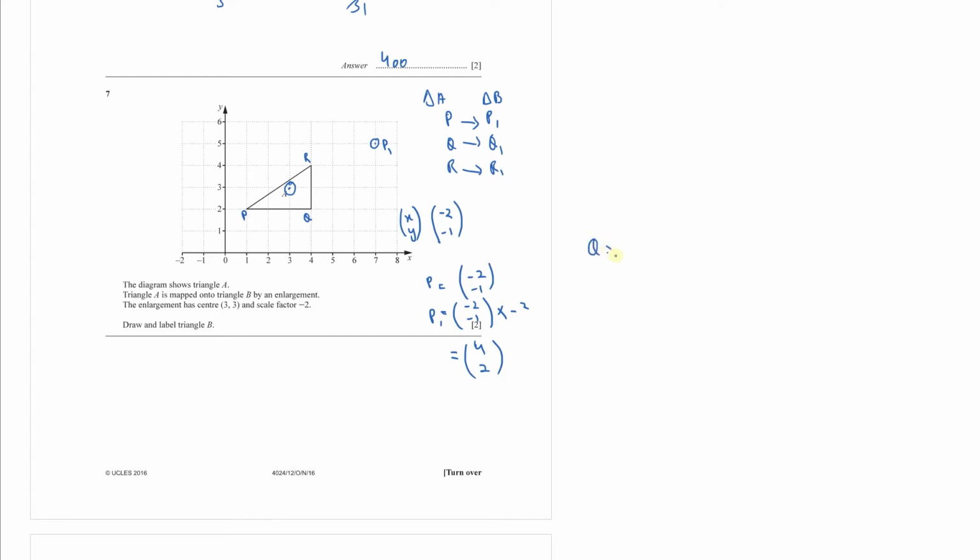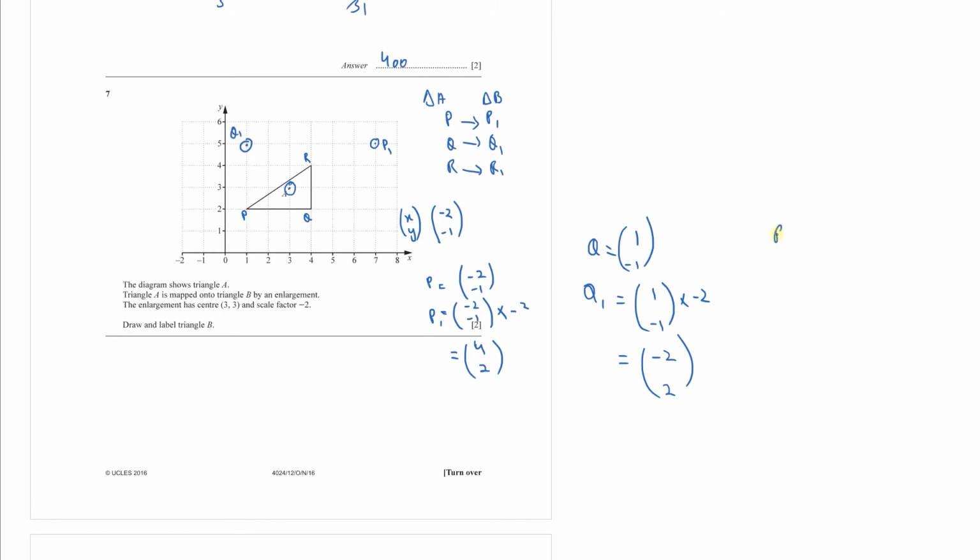So your Q is, you move in the x direction, +1 from the center of enlargement. So your Q is 1, and then -1 in the y direction, so -1. So your Q1, which is part of triangle B, would be (1, -1) multiplied by the scale factor, which is -2. So you get -2 and then +2. So -2 means you move 2 points to the left on the x-axis from your center of enlargement, and then 2 points in the positive y direction. So you end up here, which is Q1.